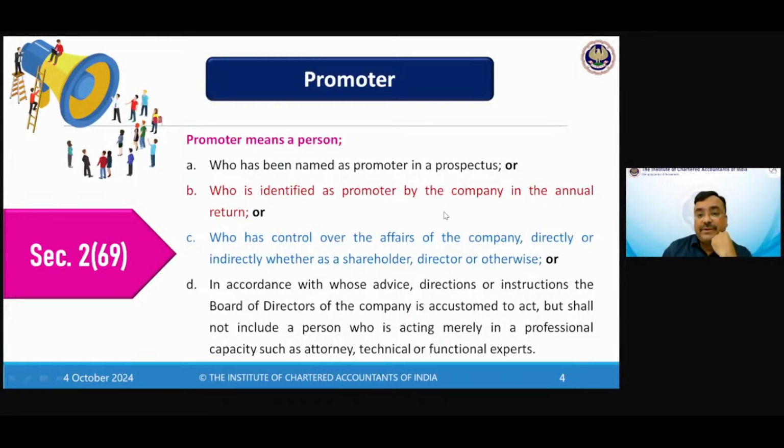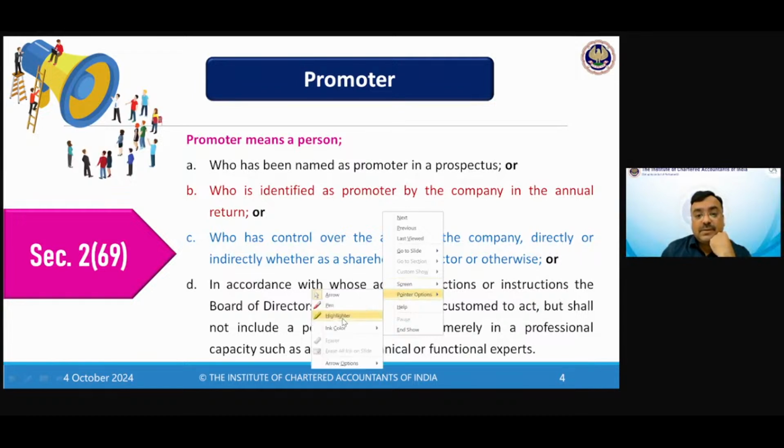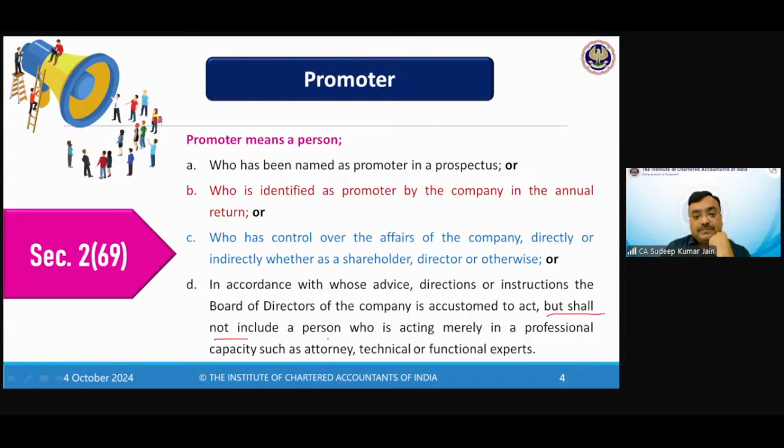This is important. But shall not include a person who is acting merely in a professional capacity, such as attorney, technical or functional expert. Same way like a chartered accountant. My client works in his company according to my advice. Whether I am the promoter, the answer is no.